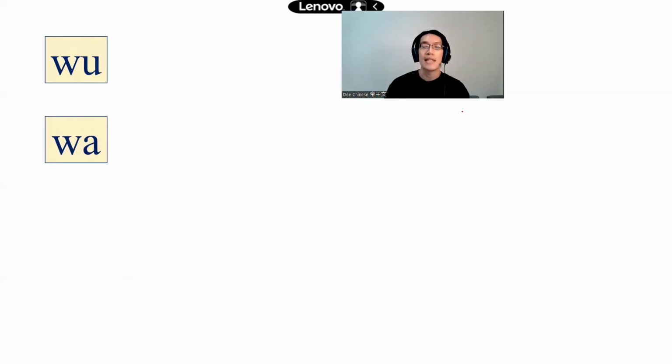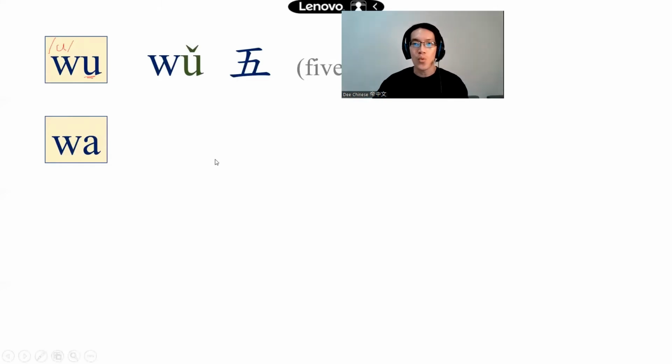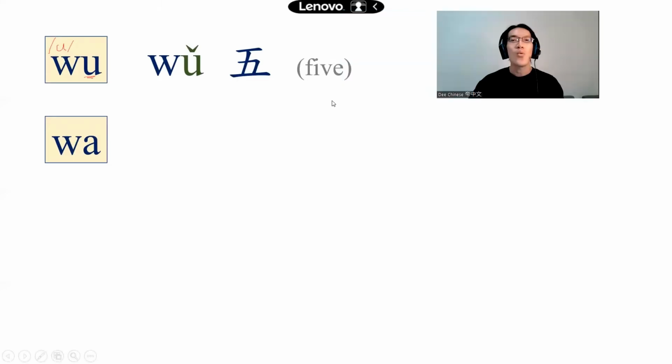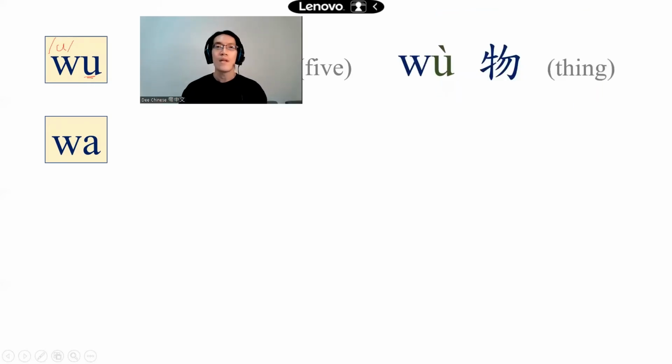When the w is the initial sound, the w is pronounced like u. So when w is combined with u, of course, you have only one choice to pronounce. So the first one is wu. Wu means five. And the next one, wu means thin.